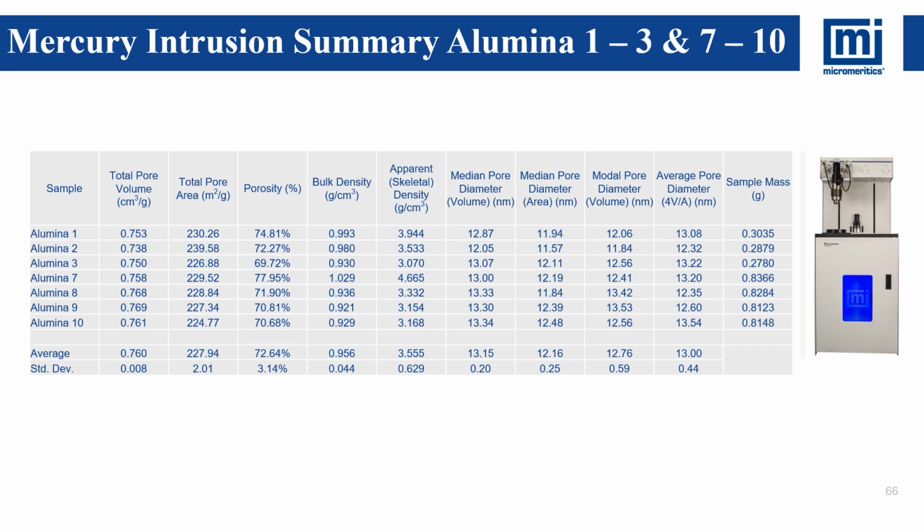But even with that, we see very good reproducibility. The total pore volume average is 0.760 plus or minus 0.008 cubic centimeters per gram. In the first column, we see very good repeatability of the porosity, 72.64%. Notice the bulk and the skeletal densities. They are not as reproducible as that from the gas displacement. We're going to talk about that a little bit more. Median pore diameter, the 50th percentile, very good reproducibility. The modal diameter there, again, very nice reproducibility. You do see we characterize two different masses here.